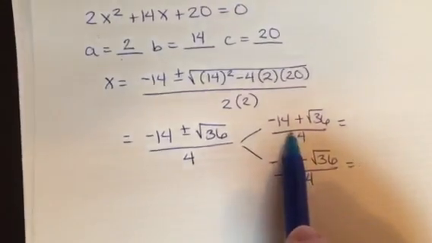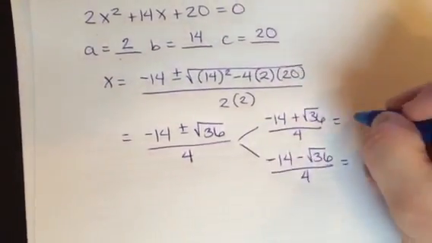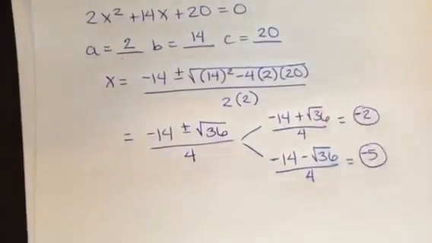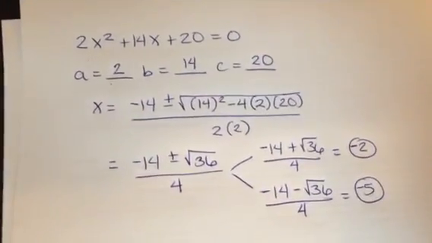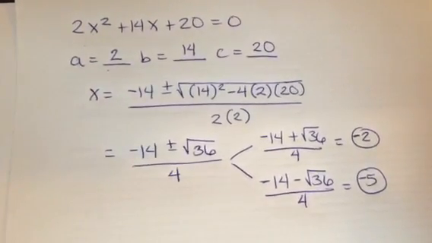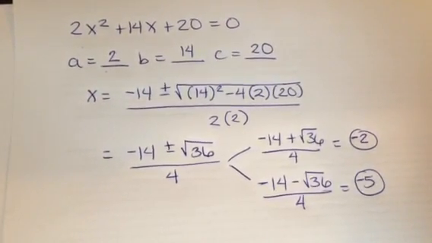So I use n over d to type this in my calculator, but I end up getting a negative 2 and a negative 5. So the solutions to this function are negative 2 and negative 5, which means that is where it will cross the x-axis if I were to actually graph the parabola of this function.